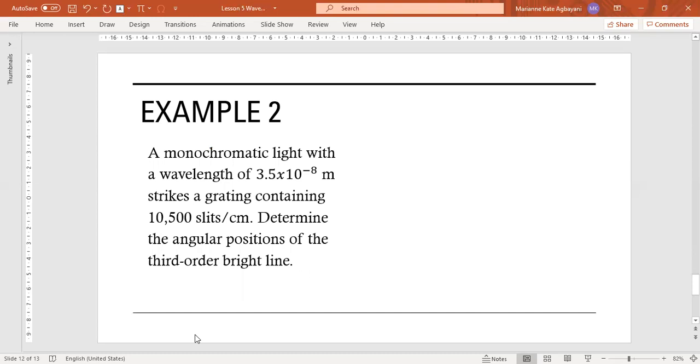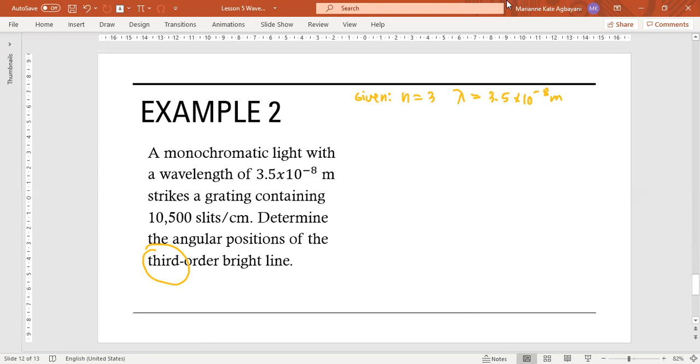A monochromatic light with a wavelength of 3.5 times 10 to the negative 8 meters strikes a grating containing 10,500 slits per centimeter. Determine the angular position of the third order bright line. Take note, third order. So we have here our given, that is n is equal to 3. We have a wavelength, or lambda, equal to 3.5 times 10 to the negative 8 meters.